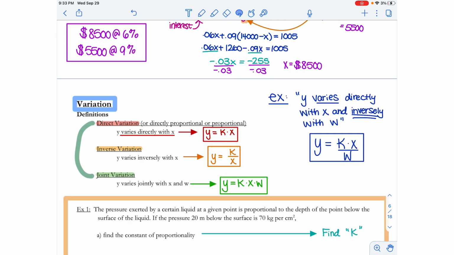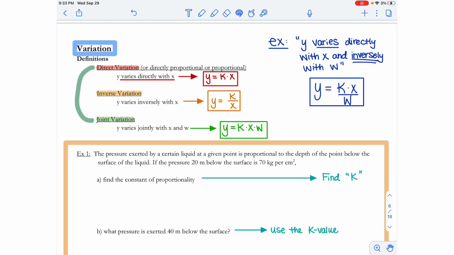So here's an actual example. Example 1, I'm only going to do 3 examples with you on this video. So this says the pressure exerted by a certain liquid at a given point is proportional. And by the way, if you see the word proportional, that's the same as direct variation. Proportional to the depth of the point below the surface of the liquid.